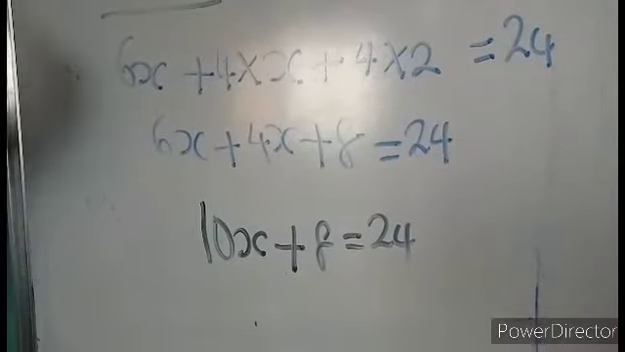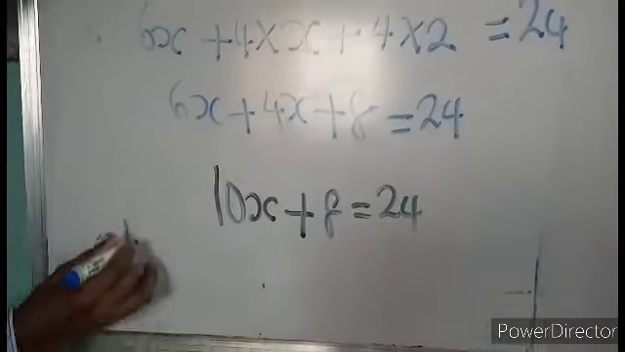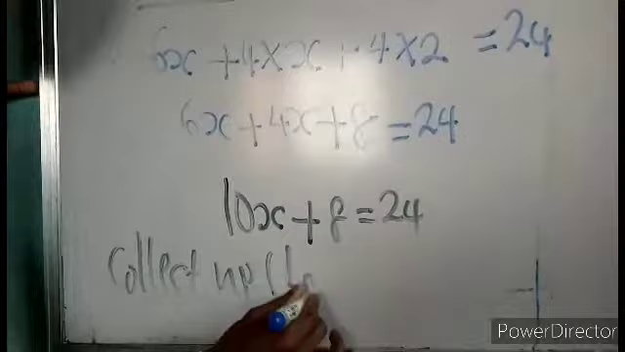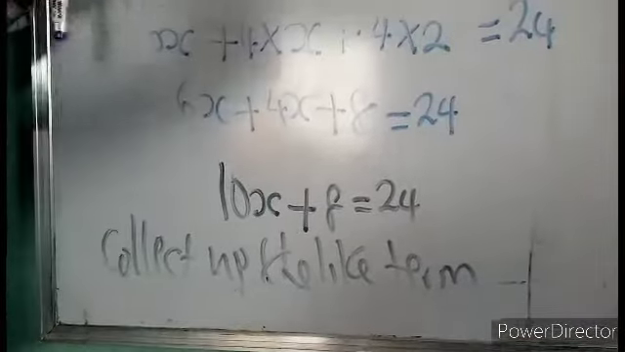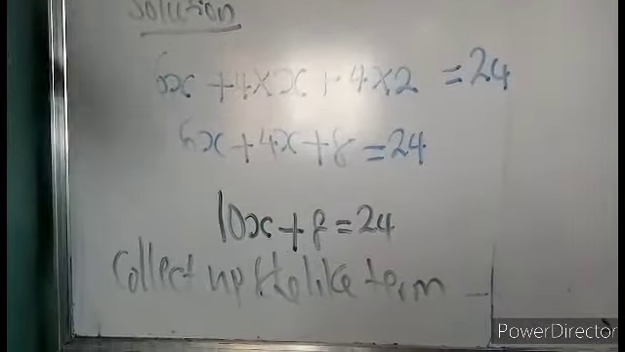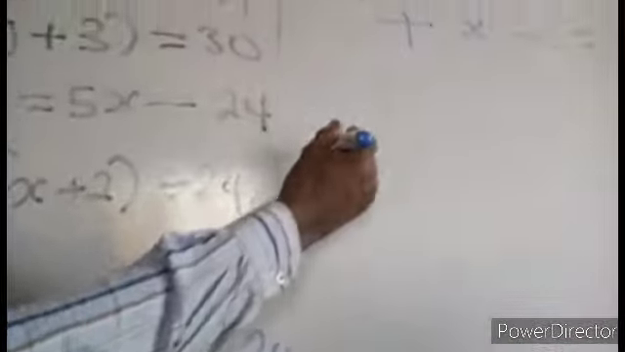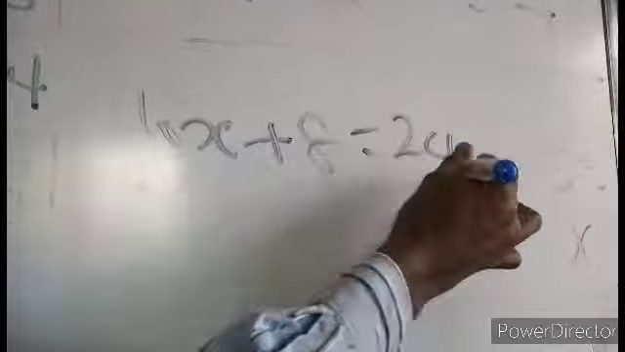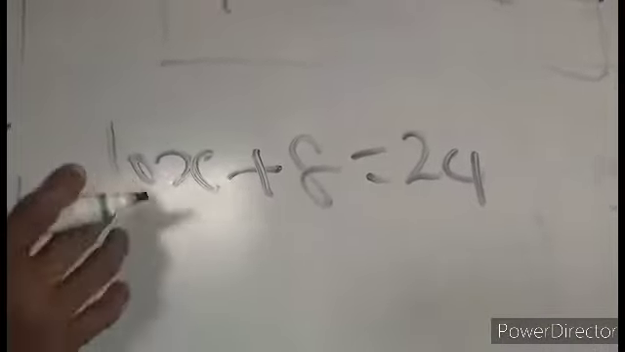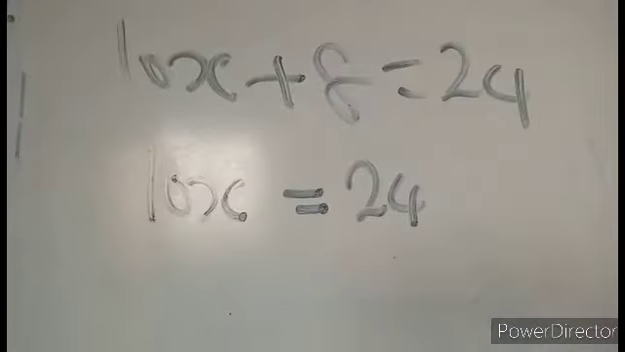Now I can collect up the like terms. That's a common term that they use, or isolate the radical. Collecting up the like terms simply means isolating them, bringing the ones that have a letter together and bringing the ones without a letter together. This is what I'm doing. So I would love to pick it from here. I'm having 10x plus 8 equal to 24. The same thing by using the words isolate the radical. Now to collect all the like terms, I'm going to write 10x equal to 24.